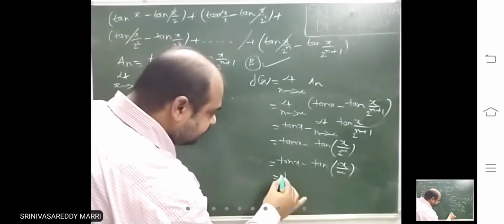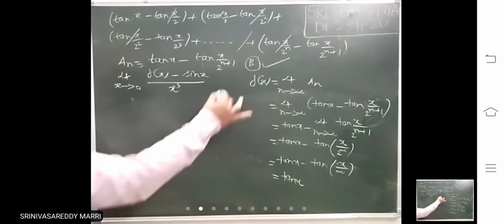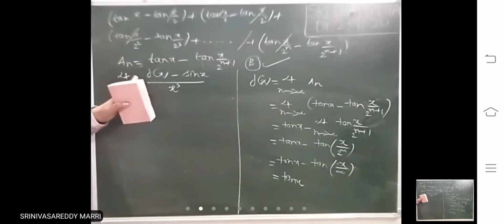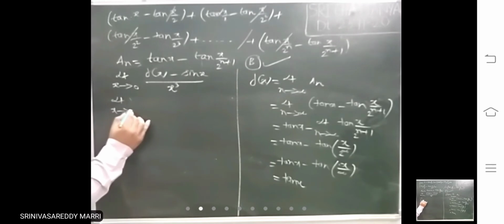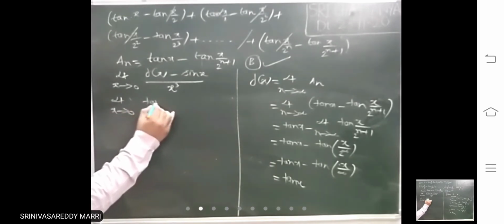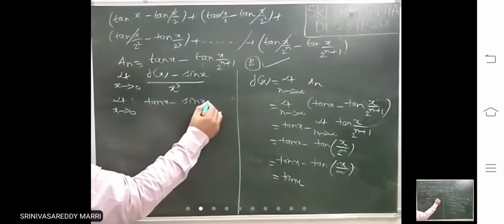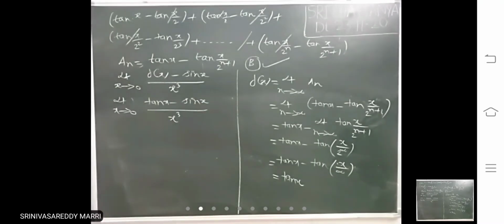Tan 0 is 0. So therefore, f of x is what? f of x is calculated as tan x. f of x is given by this one. Therefore, you have to calculate this limit. So this limit I am calculating: limit x tends to 0 of tan x minus sin x divided by x cube. Right?